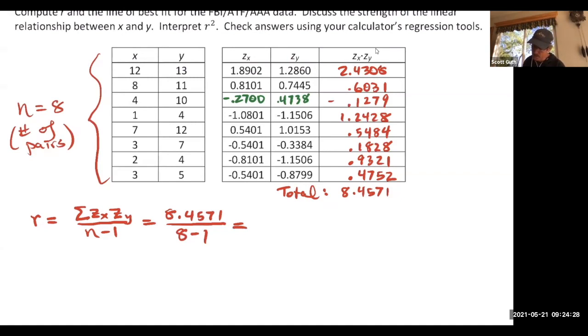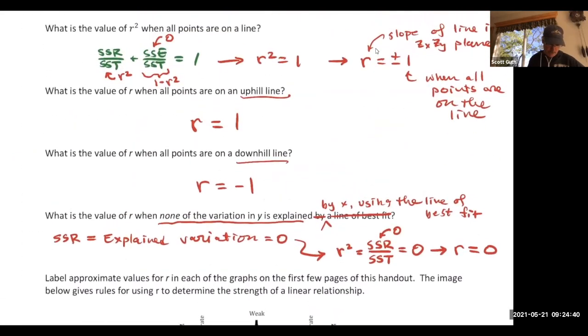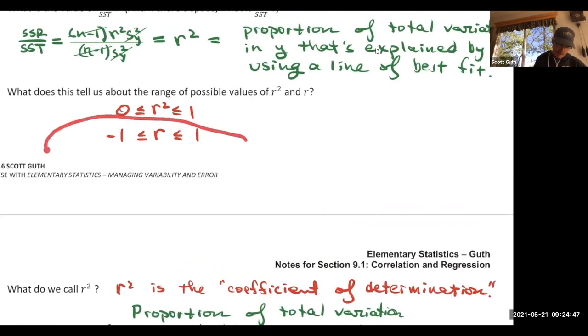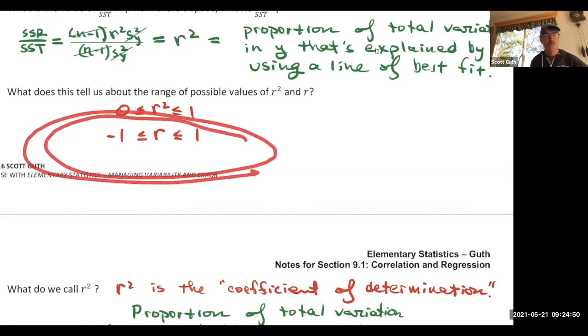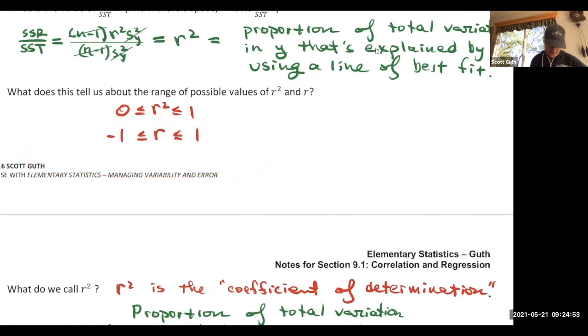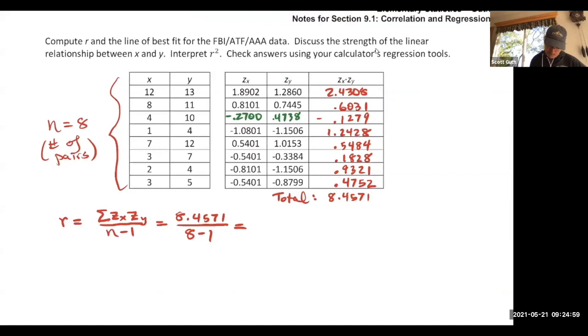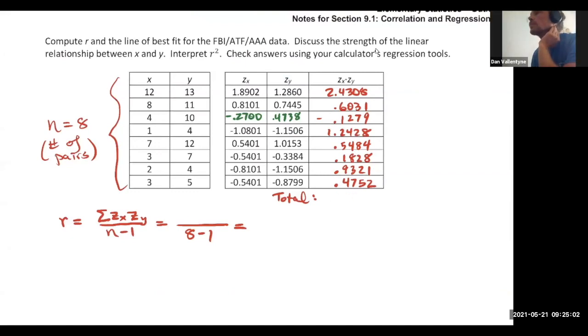Okay, so you guys, this is a mistake. That's too bad. Now, just keep in mind that this statement right here, we mathematically proved that R has to be between -1 and +1. So I think something's wrong. Probably the total is wrong. So I'm going to erase that. And I think, gosh darn it. This is 9.1.